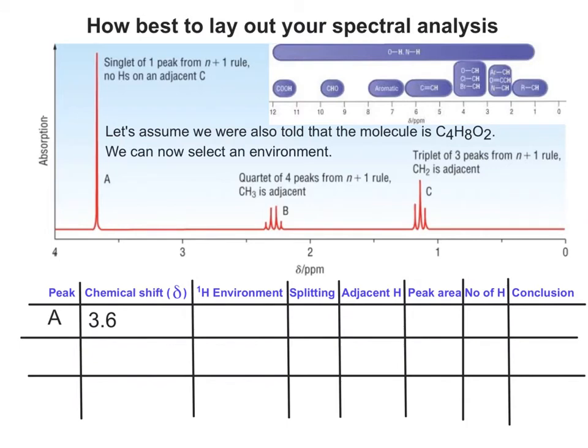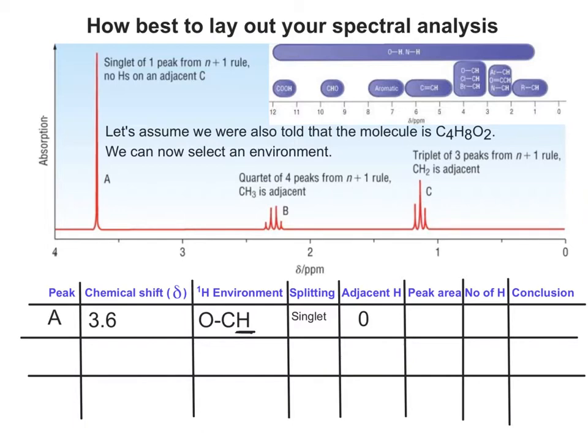So let's assume for the sake of argument we're told that the molecule is C4H8O2. We can now select environment. So we're going to go for OCH. I'm going to underline the H because it's that particular environment, that particular atom, that hydrogen, that's giving us this peak. So looking at peak A, we can see that the splitting pattern is a singlet, which obviously means the number of adjacent protons is 0.